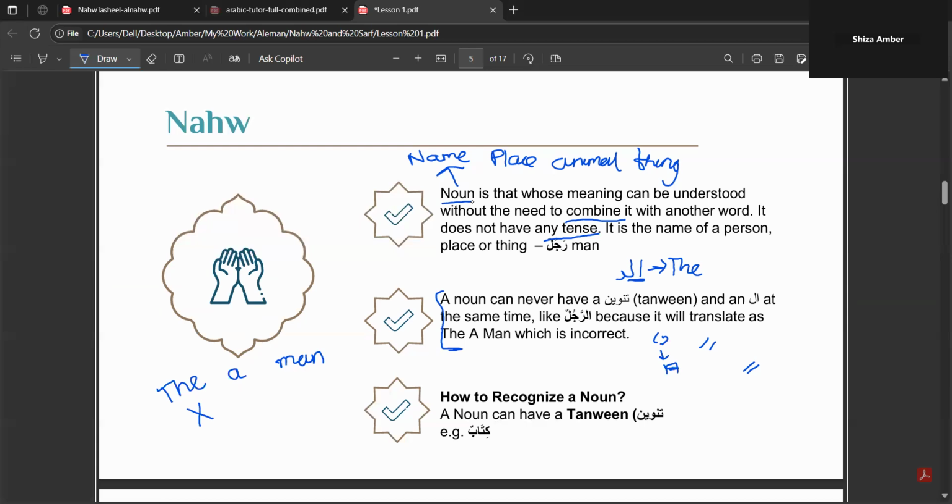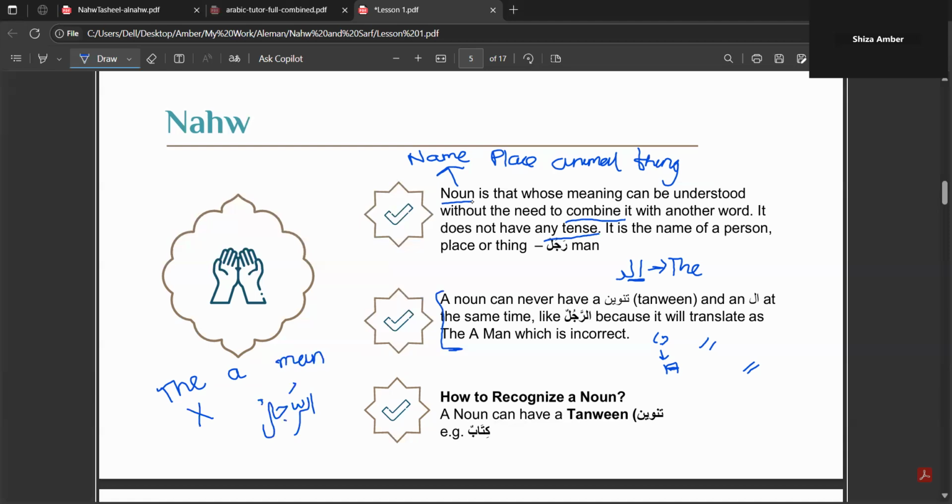You can't say the a man. If you're talking about a man, you will talk about a man. But if you'll talk about the man, you'll talk just about the man. So this is incorrect. Hence, this is incorrect in Arabic as well, that you cannot add al. For example, let me give you an example. Like al-rajulun. That's not correct. That's incorrect.